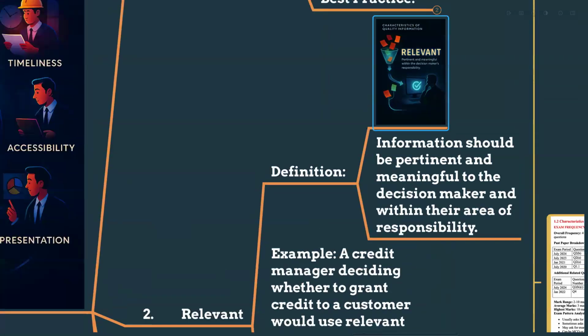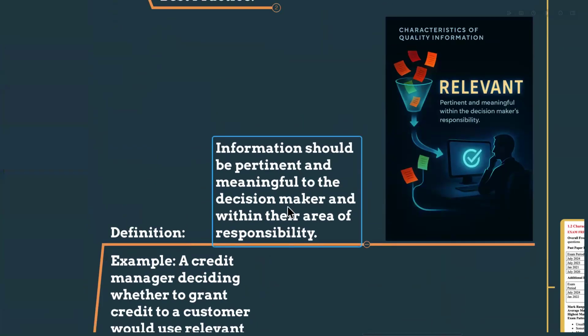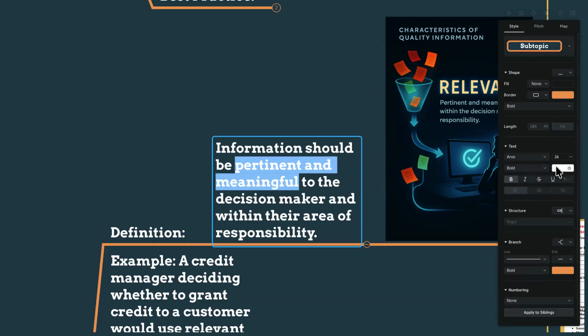So the definition is here. The information should be pertinent and meaningful to the decision maker within their area of responsibility, right? It means, my dears, the information should be useful for the decision you need to make, right? Then only we can say that is relevant. Should be pertinent and meaningful to the decision making. We can't use the word relevant here to explain relevancy, so that's why I'm using the word pertinent, right?